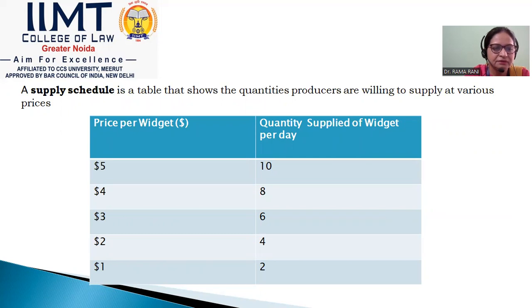A supply schedule shows the quantities producers are willing to supply at various prices. If the price of a product is 5, then the quantity supplied is 10. If the price decreases from 5 to 4, then the supply also decreases from 10 to 8. And if the price is rupees 3 for any product, then the supply is 6. It shows that as the price decreases, the supply also decreases. So there is a positive relationship between the price of a product and the supply.